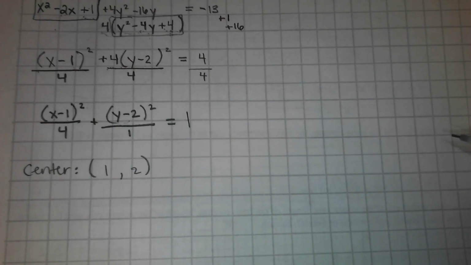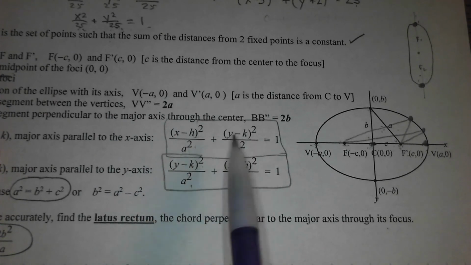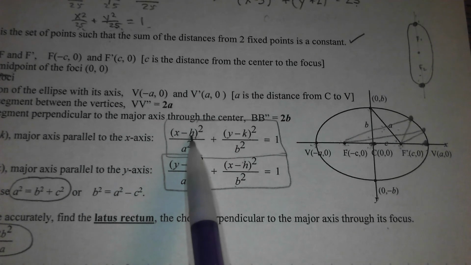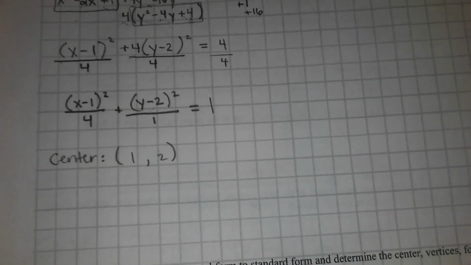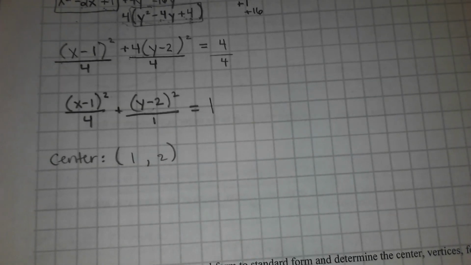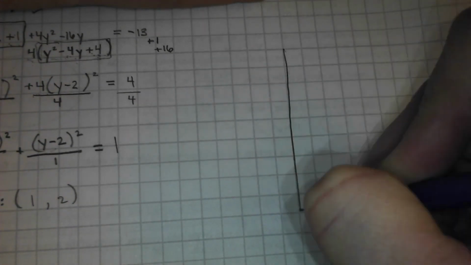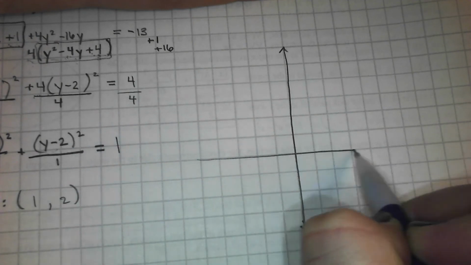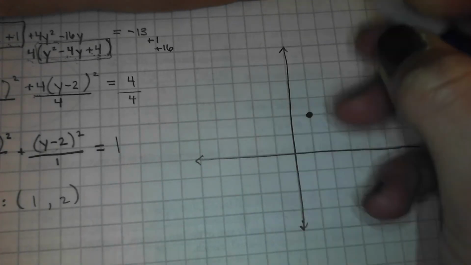Remember HK with parabolas? We use those same letters, HK, for the center. Whatever's paired with the x, that's your x coordinate of the center. And whatever's paired with the y is the y coordinate of your center. Opposite sign, technically. There's that weird, funny sign thing that happens. So there's your center. So go ahead and sketch your x and y axes just to get this on paper. And 1, 2 is going to be our center.